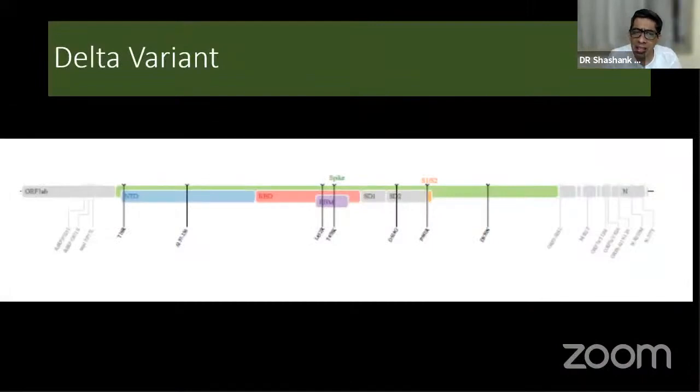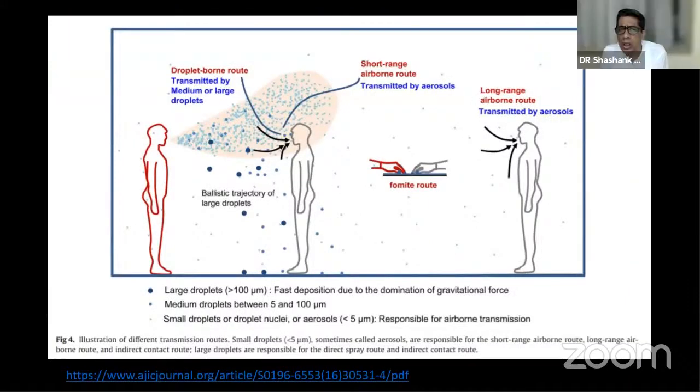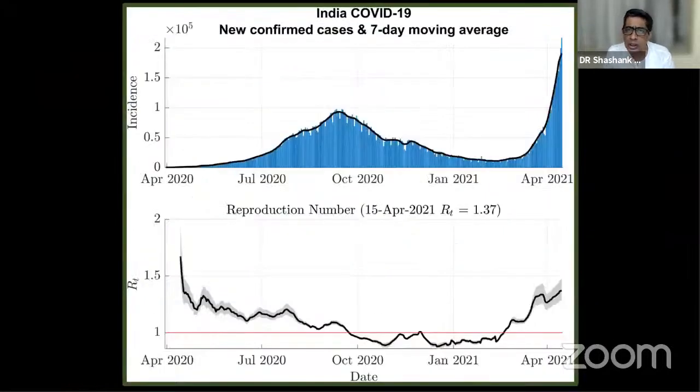When it looks at the Delta variant, this is predominantly the 617.2 variant, a variant in the spike protein which is predominantly from the Indian geography. But now we know that a large proportion of cases in the UK and the US also come from the Delta variant. SARS-CoV-2 had different routes of transmission: the large droplet, the medium droplet, the small droplets. The droplet-borne route, the short airborne route and the long airborne route were all predominantly through aerosols. We now know the fomite route is less responsible.